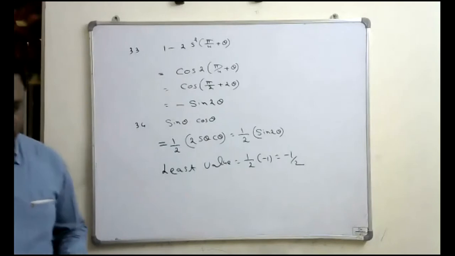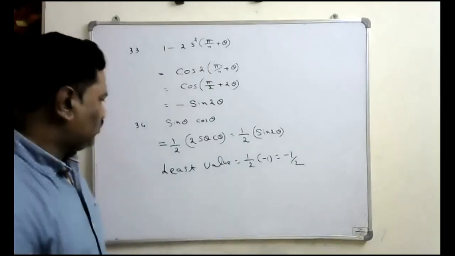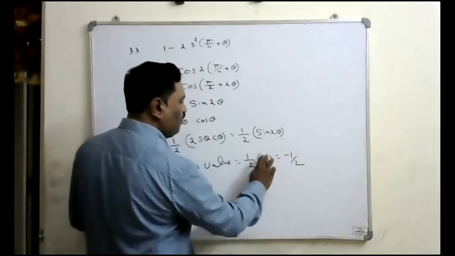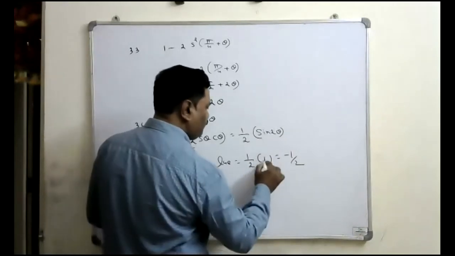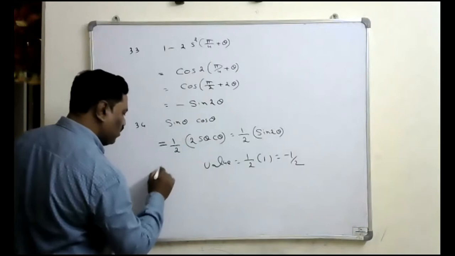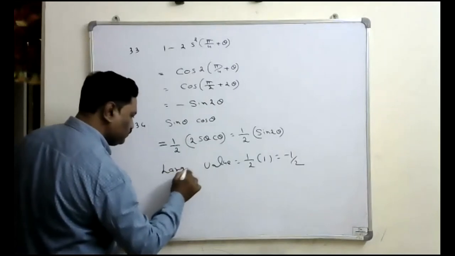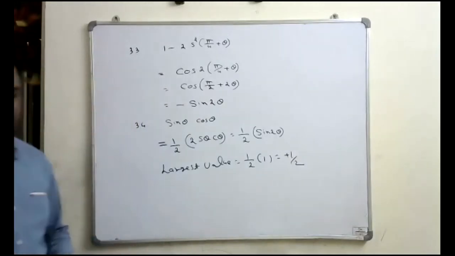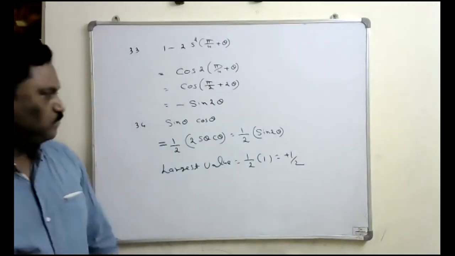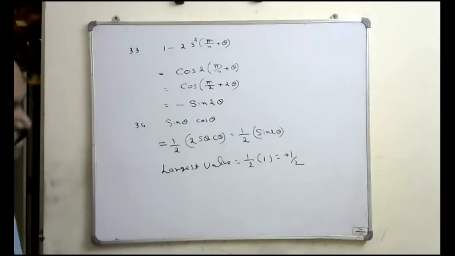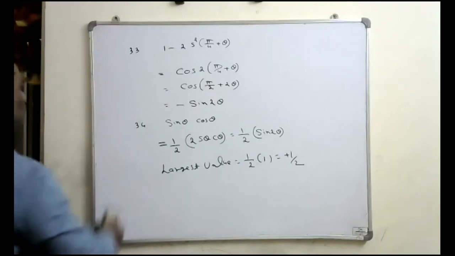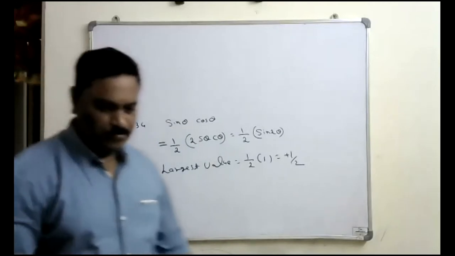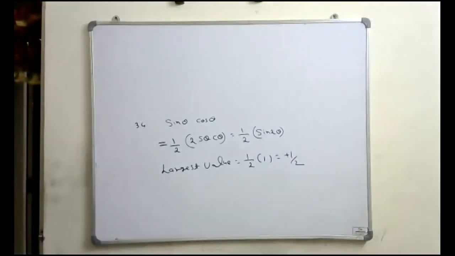Sir, here the largest value is asked. Largest, okay. What is the largest value of sine 2 theta? Plus 1. So therefore the largest value is +1 by 2. Take that. Done, sir. Next problem.